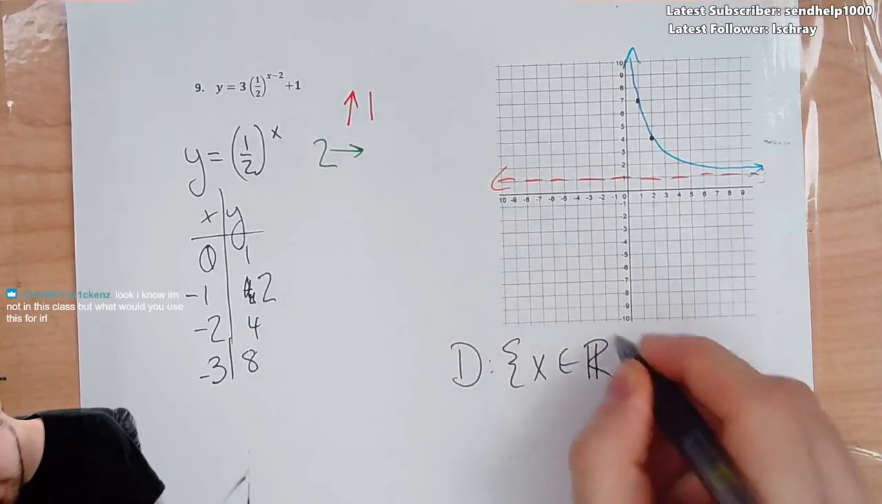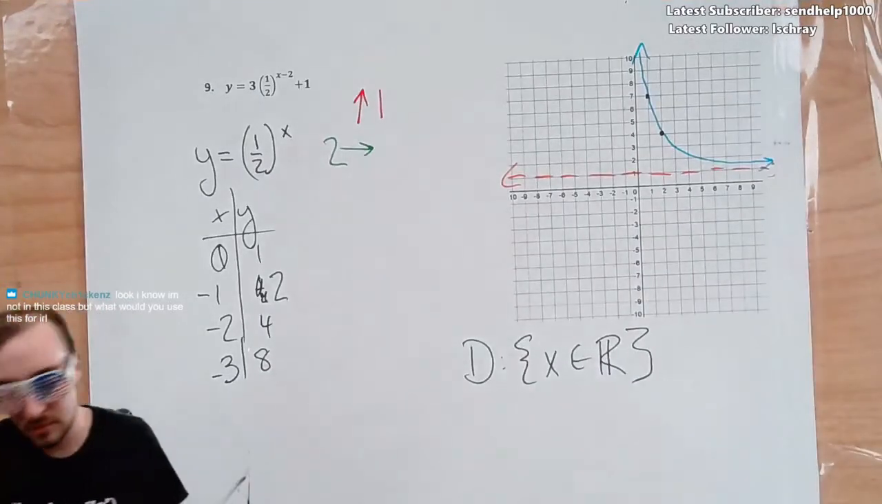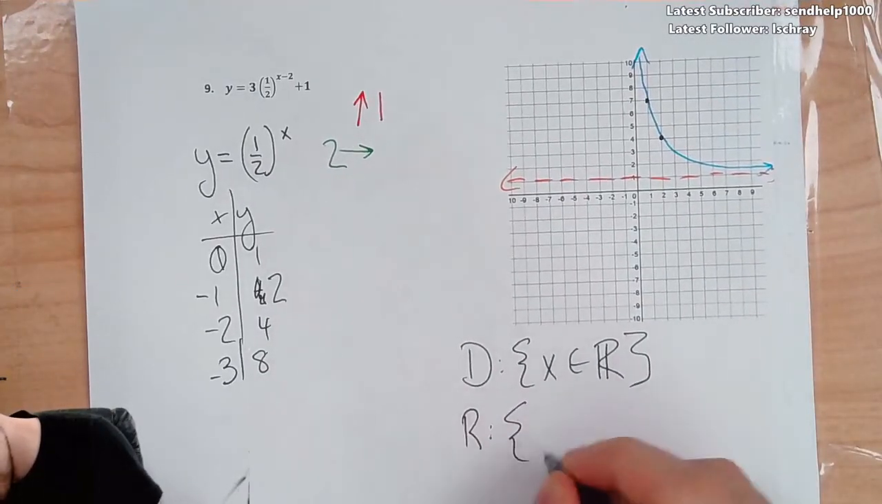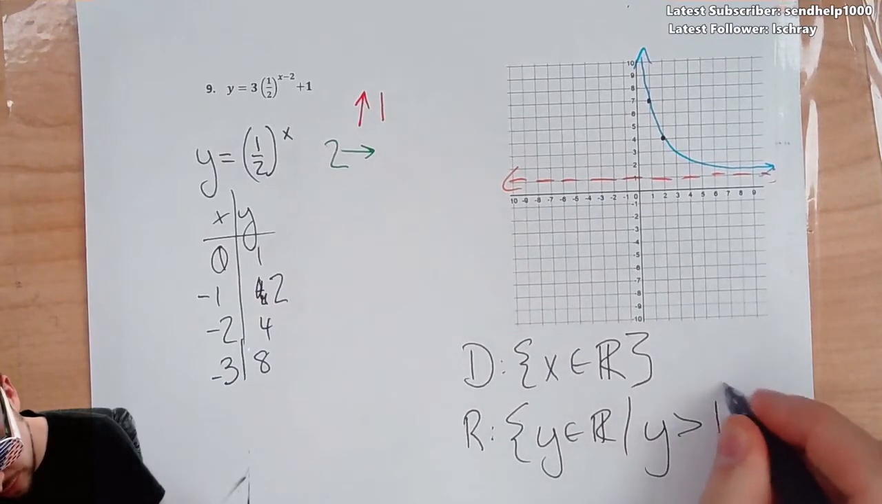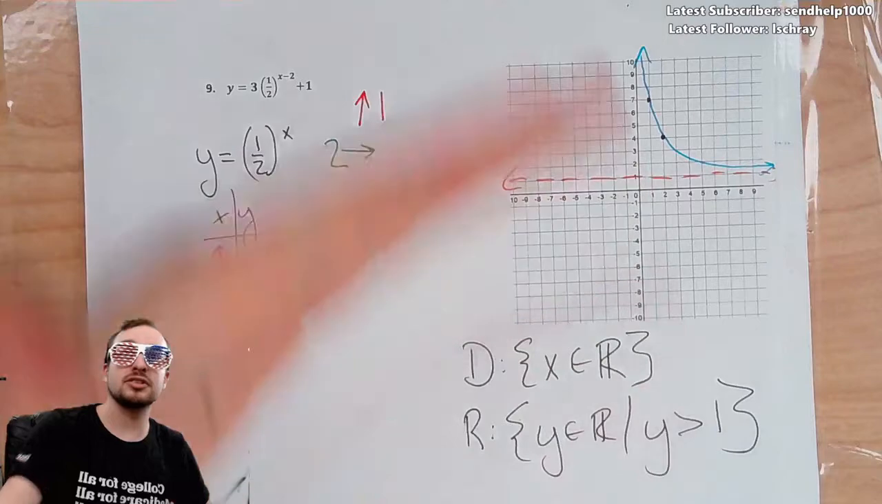Range. All possible values, left to right. All possible values, except it has to be greater than 1, right? It's above 1. Questions on this, Algebra kids?